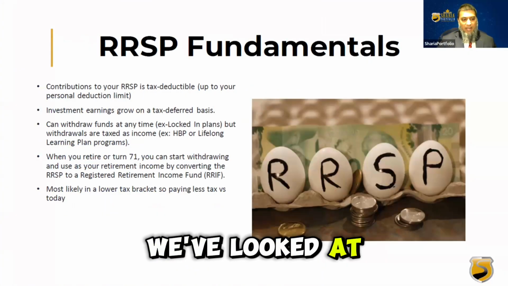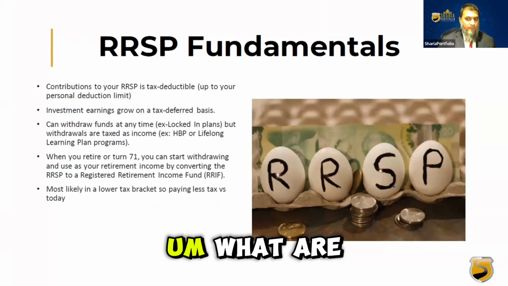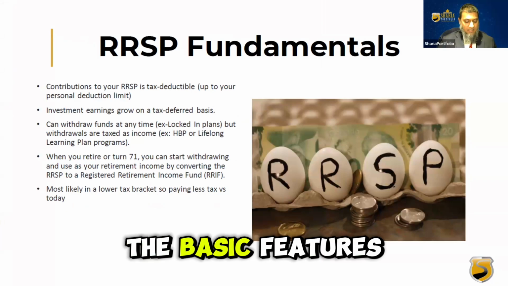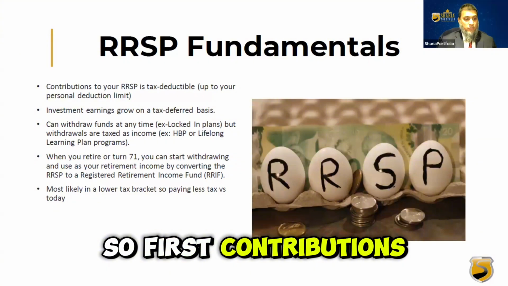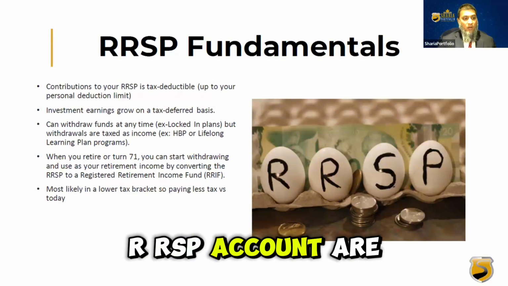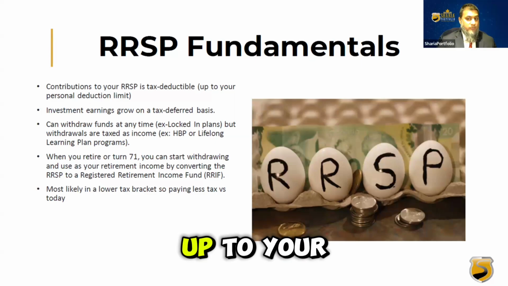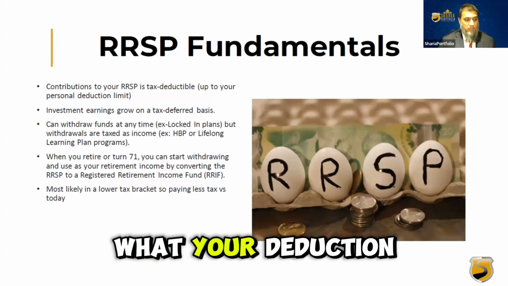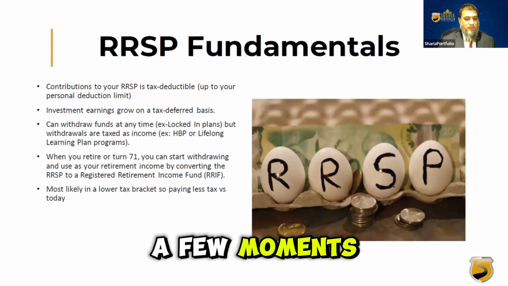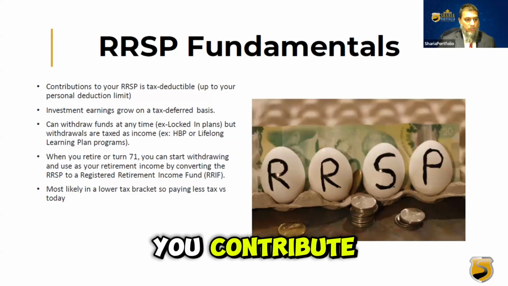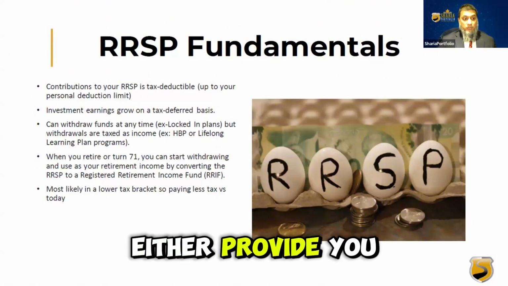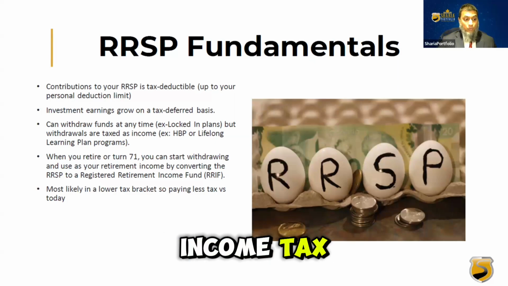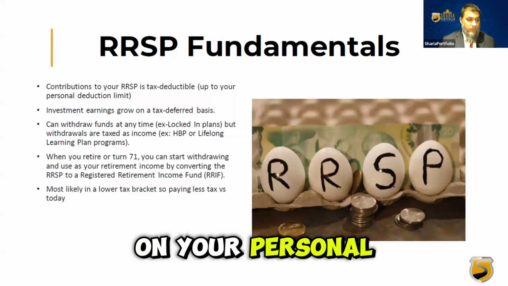So now that we've looked at how we manage portfolios, what are some of the RRSP fundamentals, some of the basic features of a registered retirement savings plan? So first, contributions made to an RRSP account are tax deductible up to your personal deduction limit. And we'll look at what that means, what your deduction limit is, in a few moments. But anything that you contribute, you receive a tax receipt, which is then used to either provide you a lower tax payable on your income tax, or perhaps a tax refund, depending on your personal tax situation.